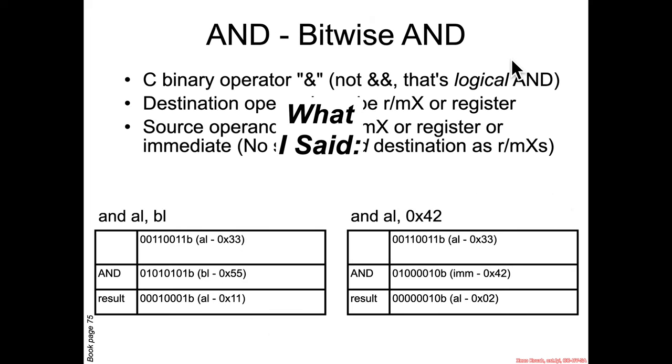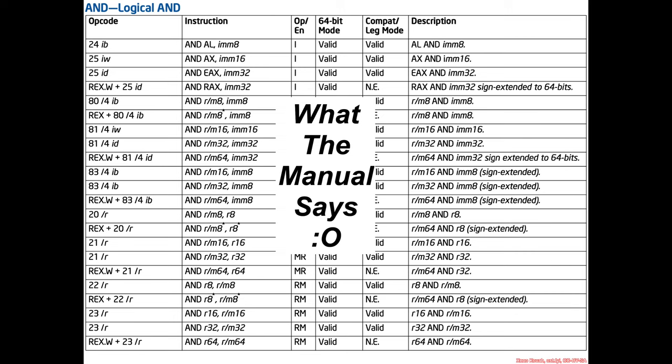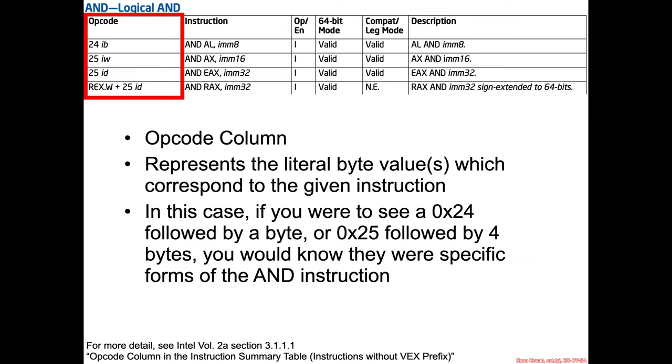So here's what I said about the AND instruction: 3 bullet points and 2 examples. It's so simple. And here's what the Intel manual says about the AND instruction. It's a bit more complicated. So we need to learn how to read that kind of table. Let's go through it one column at a time.